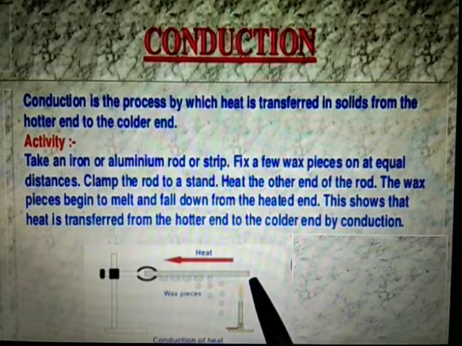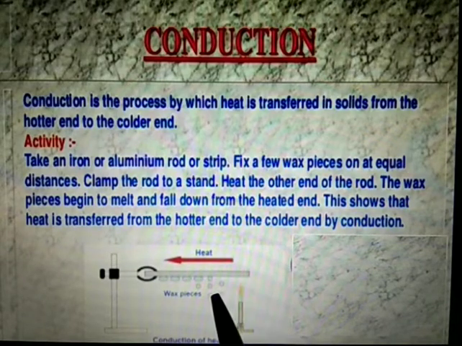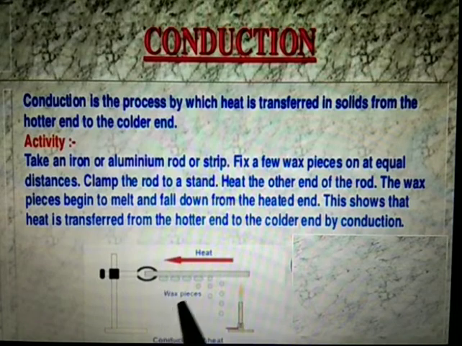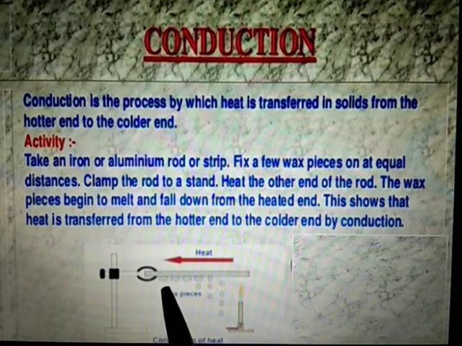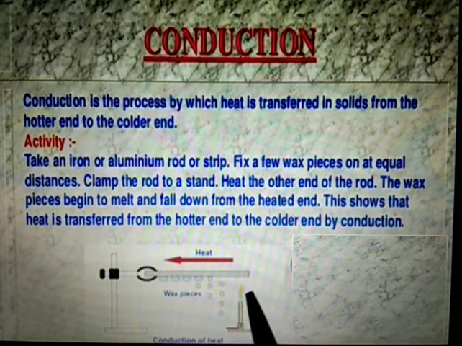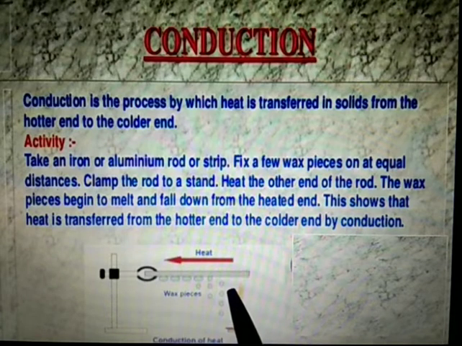Clear? Now attach or fix some wax pieces on that copper wire, on an aluminium rod, on any iron wire. Okay, then take a lighted candle and start heating one end of the rod. Clear? After some time, what you will observe is that the pieces of the wax begin to melt. Why do they begin to melt? Because of the heating effect from one end, and they fall down. The wax pieces fall down, and that is only due to the heating effect. This shows that heat is transferred from hotter end to the colder end by conduction.